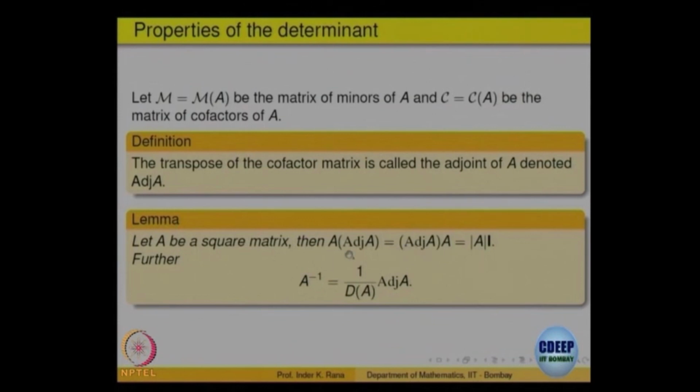This theorem is not really straightforward to prove. This is written as a lemma. One has to do a bit of computation to see this, but we will assume this fact. Then this gives you what A inverse is. If this is true, then what is A inverse? You can divide by the determinant. So, A inverse is 1 over determinant of A times adjoint of A, that you have been using earlier on.